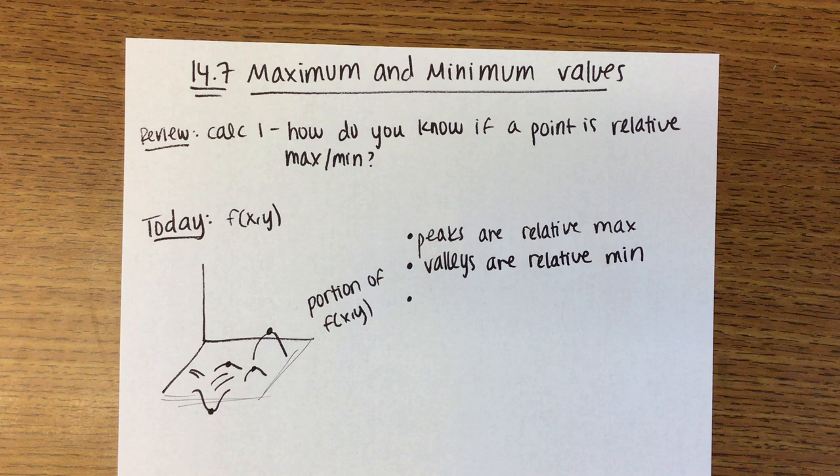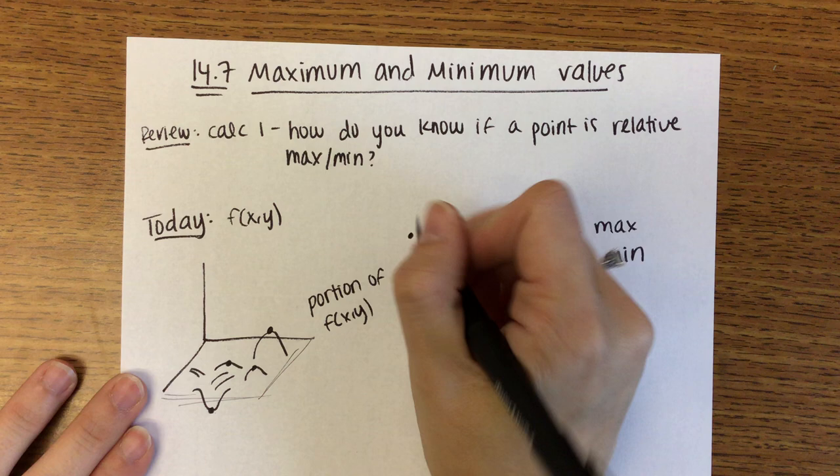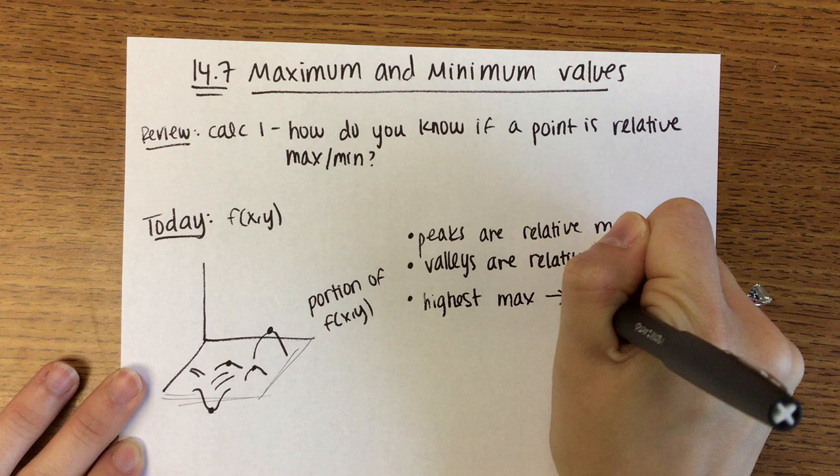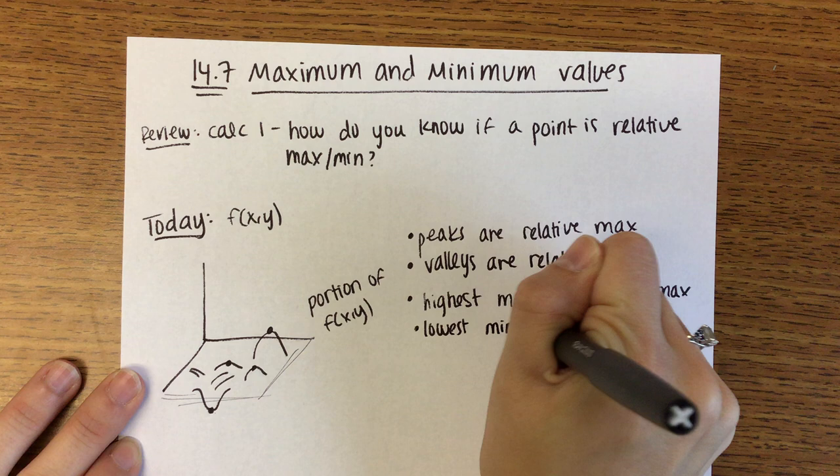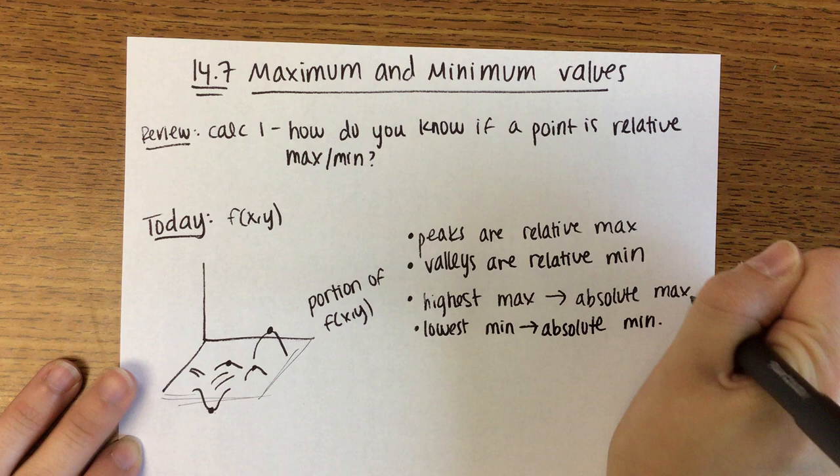Okay, so this one here is our relative min. The highest max is going to be your absolute max. And your lowest min is going to be the absolute minimum. Okay, in this case, we cannot tell the absolute maximum or the absolute minimum.